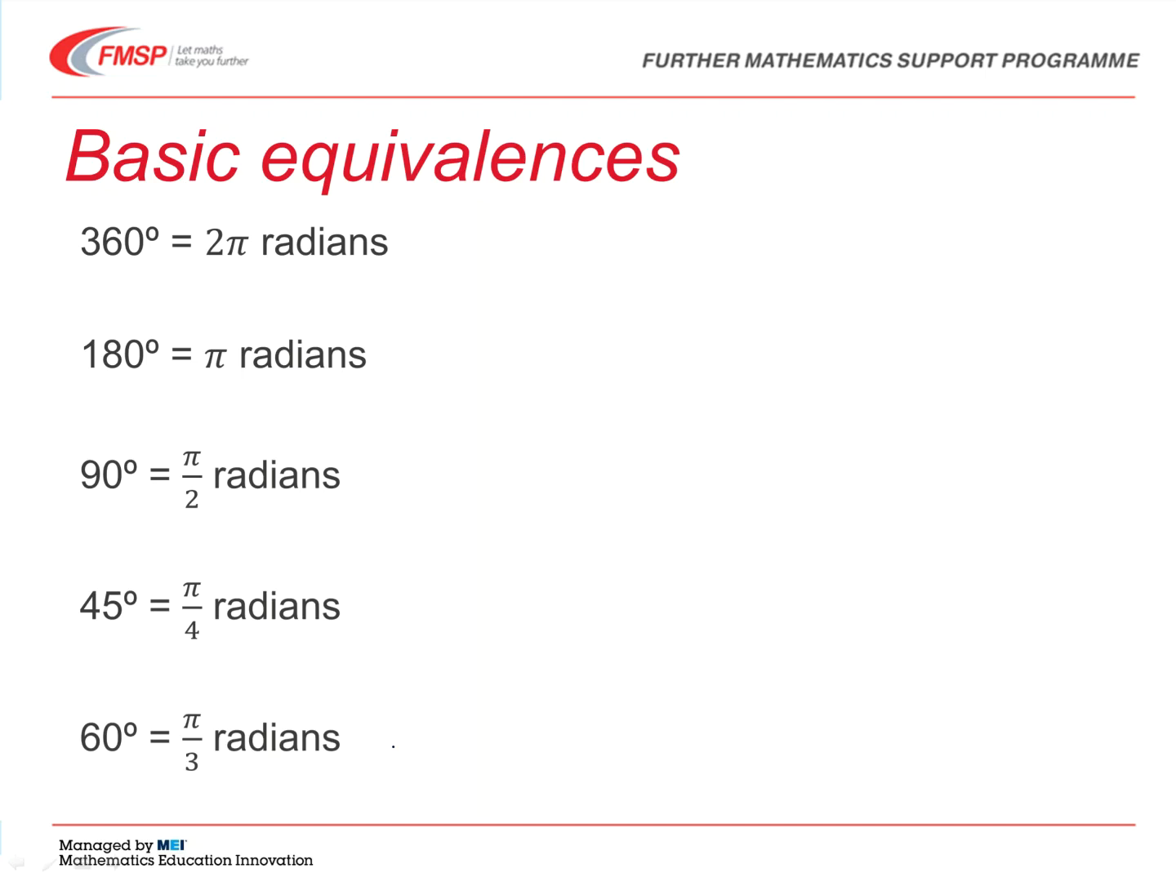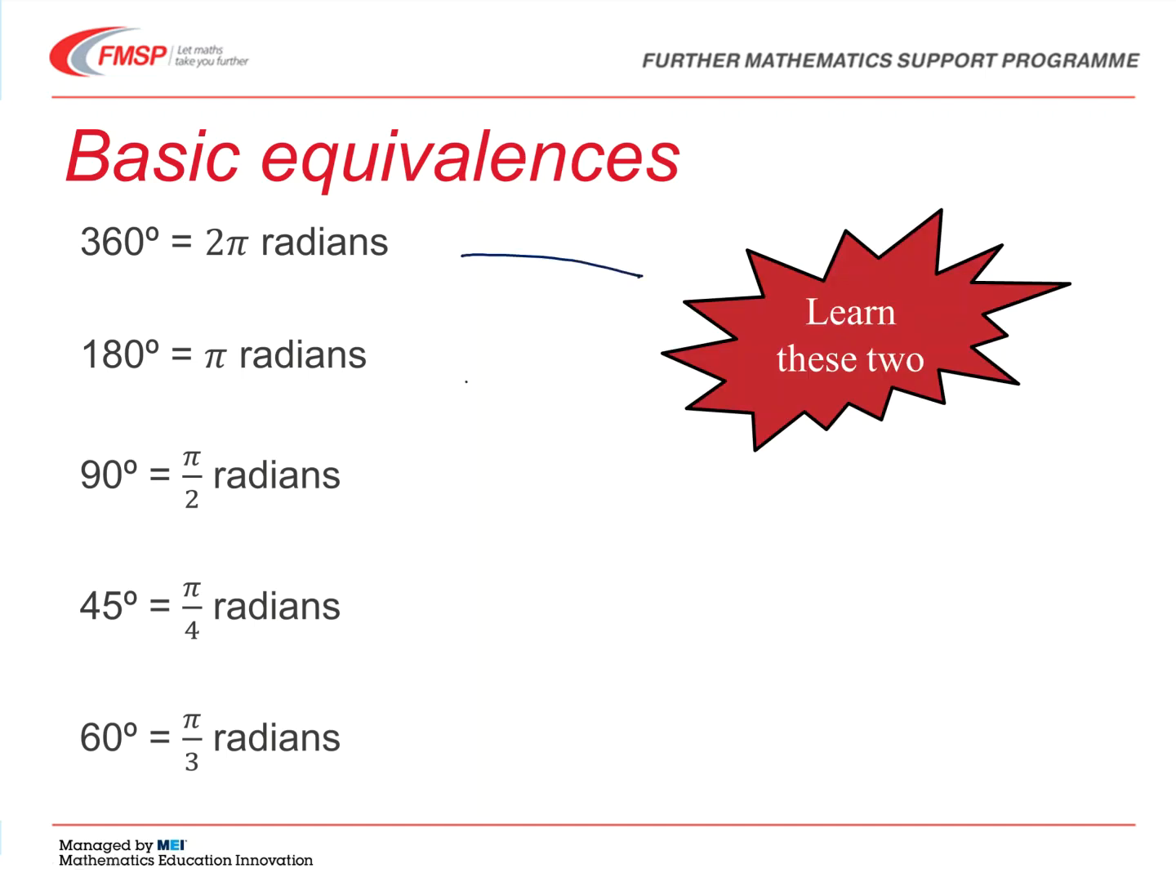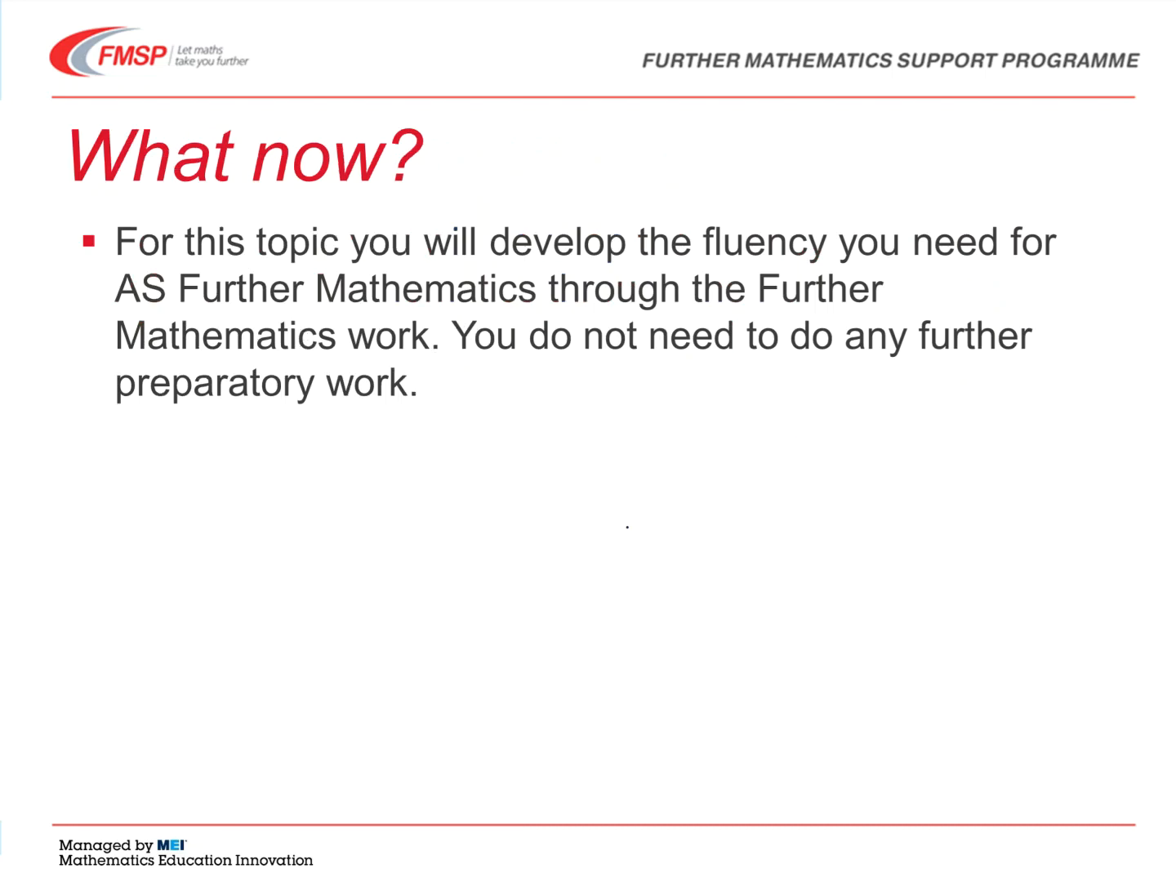A lot of the time, you'll be giving angles in radians as multiples or fractions of pi. And when you do that, you won't need to write a unit. If you're giving your angle as something like 1.5 radians, you will need to put that small c in as your unit or write the word radians. You need to learn these first two equivalents, but the others you'll be able to work out, and you'll soon get to know them as you start using them.